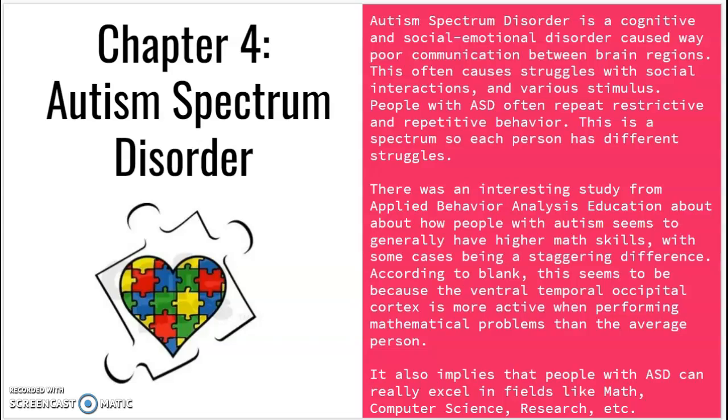I did some more research about autism spectrum disorder. So according to the book, it's a cognitive and social emotional disorder that's caused by different brain regions not having good communication. So a lot of people with autism struggle with social behavior, communication, and they often do repetitive things.